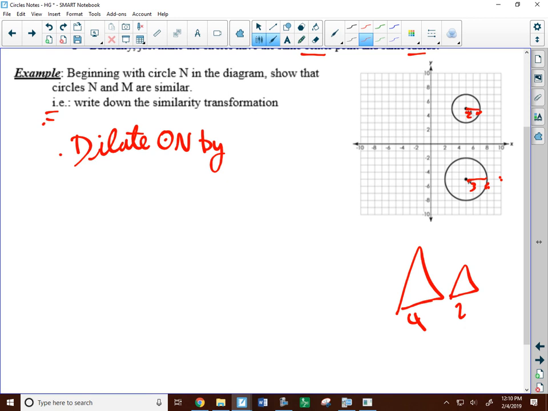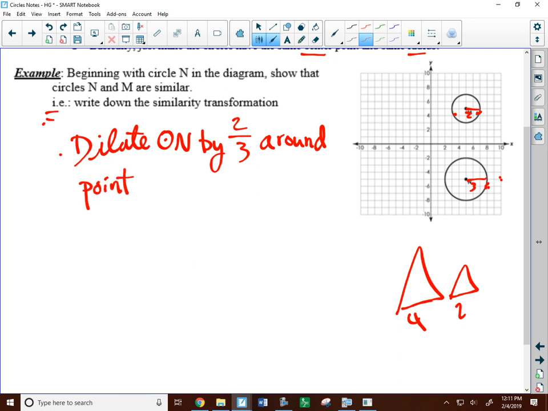So what is it? 2/3 because we're making it smaller. If we were going from the smaller circle to the bigger circle, 3/2. We flipped it. So we looked at the radii, 2/3. Now I need to say around the point, so I need to know where I'm going around. So dilate circle N by 2/3 around.